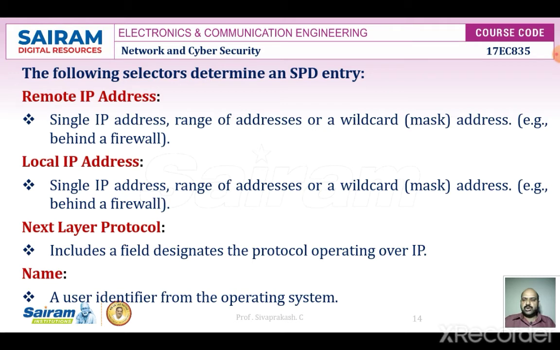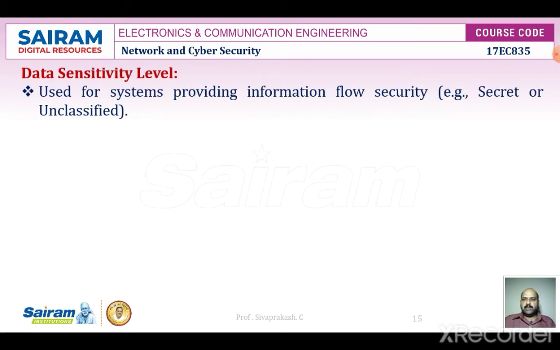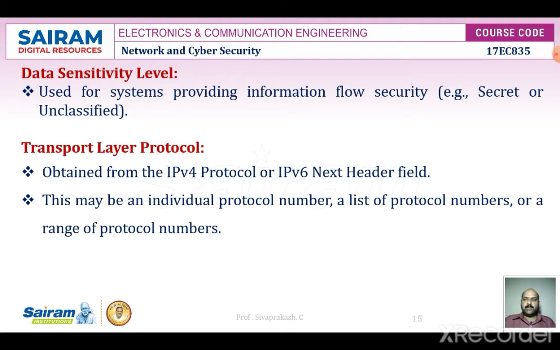The next is local and remote ports, which can be called a data sensitivity label. This is used by the system providing the information for the flow security, for example secret or unclassified data. And the transport layer protocol, which is obtained from the IPv4 Internet Protocol version 4 or Internet Protocol version 6 next header field. This may be an individual protocol number, a list of protocol numbers, or a range of protocol numbers.